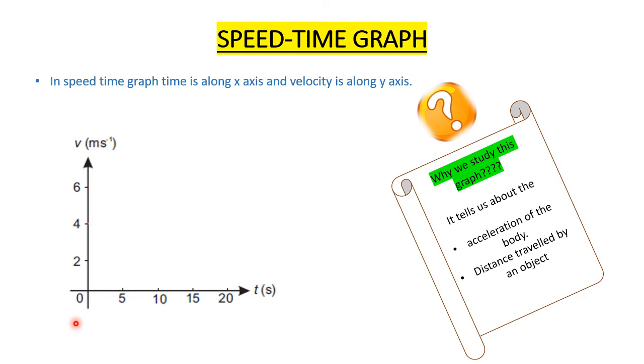We can also find out the distance traveled by an object, because the formula of distance is s equal to velocity multiplied by time. So in this graph we have the values of velocity as well as time, so we can easily find out the values of distance.